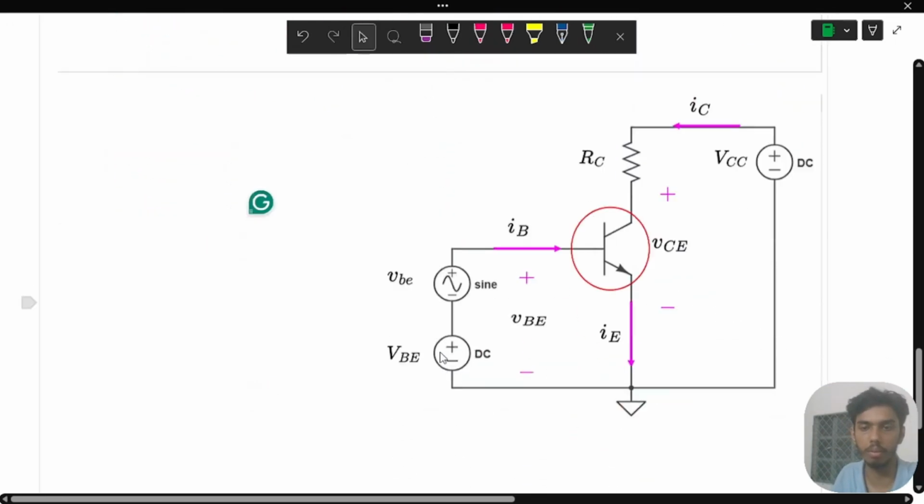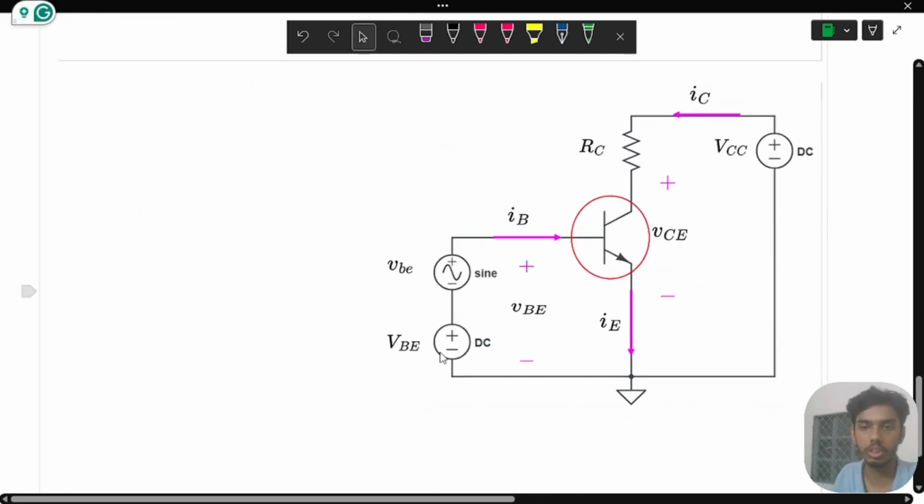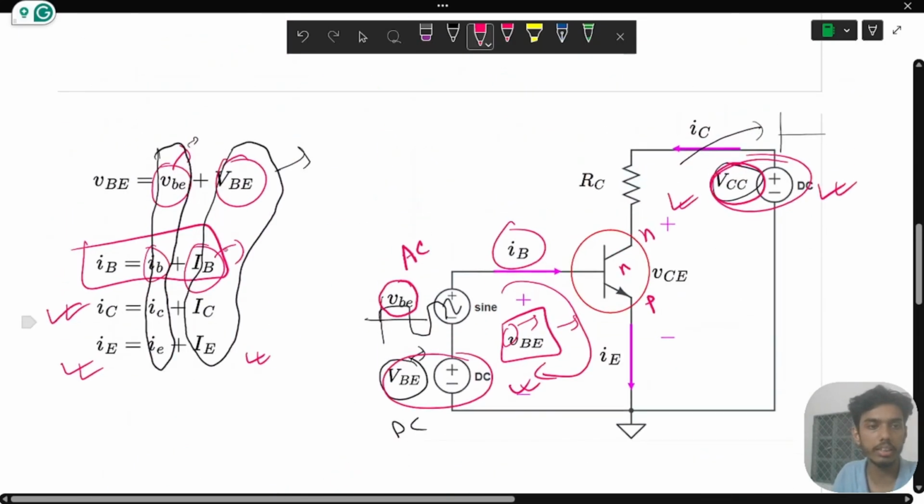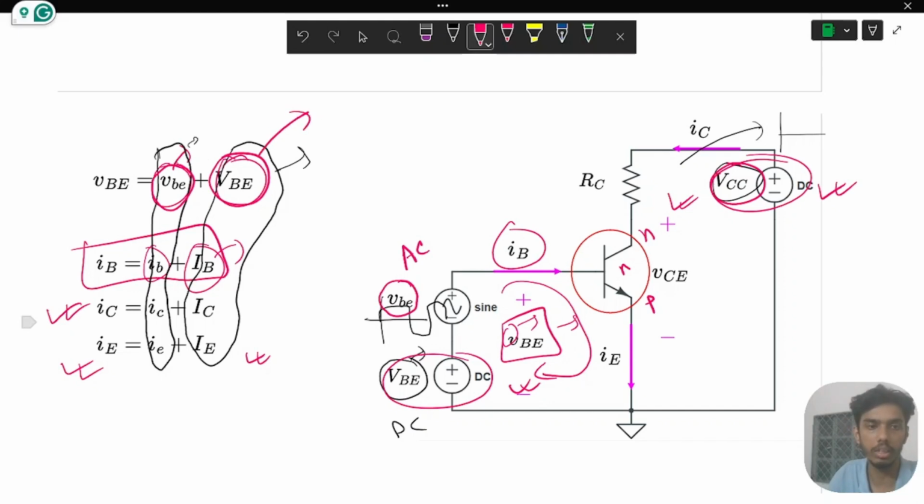Okay, let's move on. Now we'll try to derive the equations for the AC signal. For that, we already saw that each signal will be a combination of AC and DC terms. We already know the analysis and equations of these DC terms, so we'll just need to find the equations regarding these AC terms.